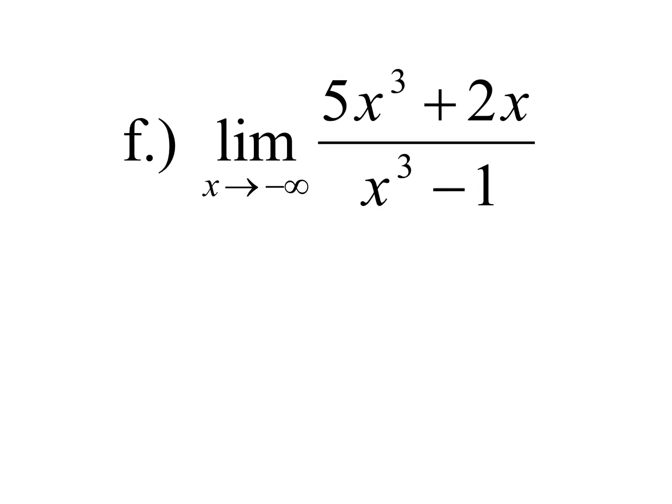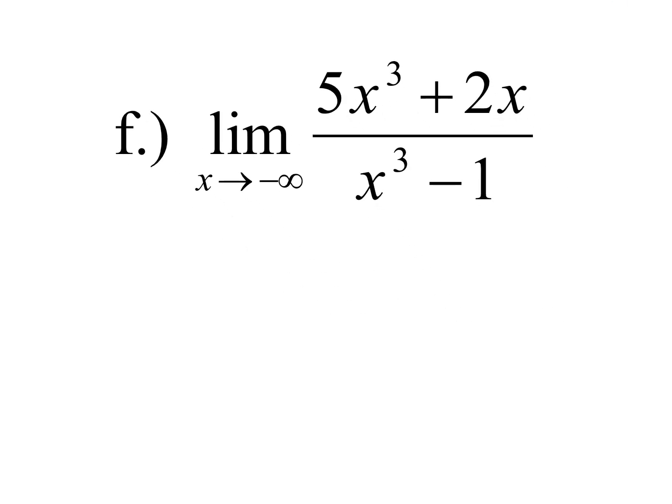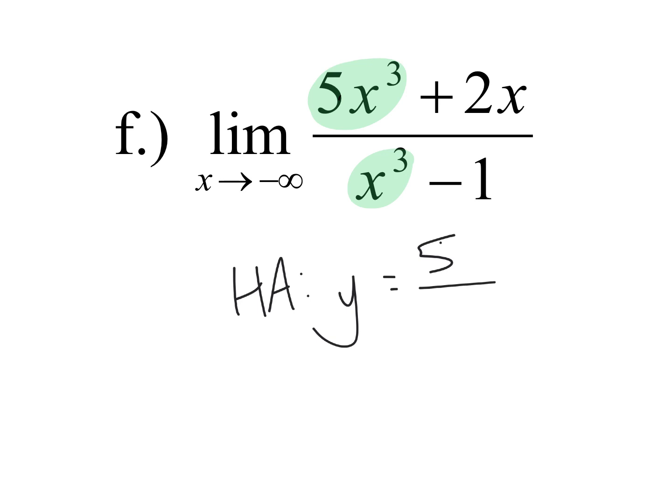Okay, let's look at F. We've got 5x to the third on top and regular x to the third on the bottom. So the degree on top is equal to the degree on the bottom, so that's scenario number 2 from above. That means my horizontal asymptote is y equals the lead coefficient of the numerator, which is 5, over the lead coefficient of the denominator, which is 5. And in that case, as x approaches negative infinity, my limit is 5.